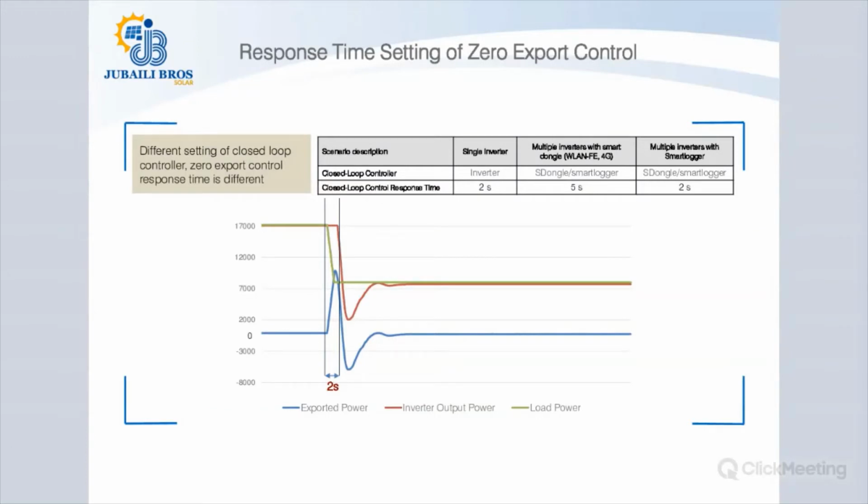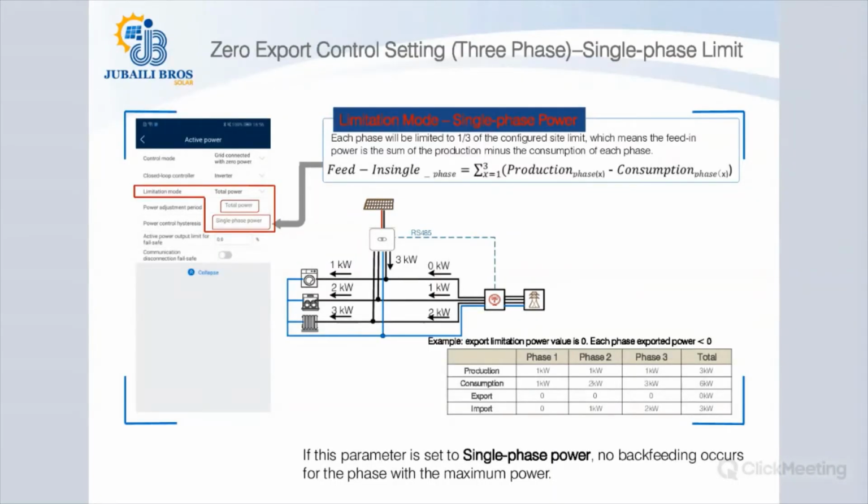In case of single phase limit, the inverter will produce power based on the smallest load on that phase. So for example, here we have 3 phases and the smallest load is 1 kilowatt. So the inverter will supply equally 1 kilowatt to each phase in case we are using the single phase power. So each phase will get 1 kilowatt regardless of the consumption of the other phases.